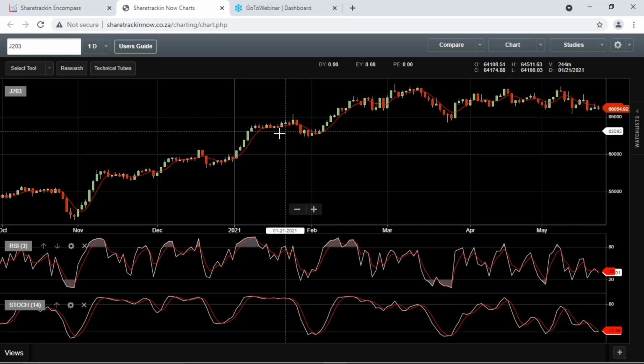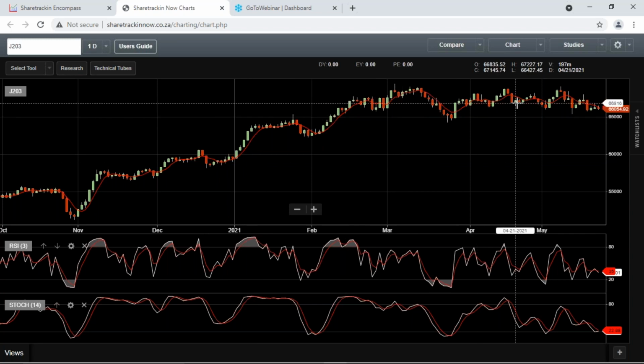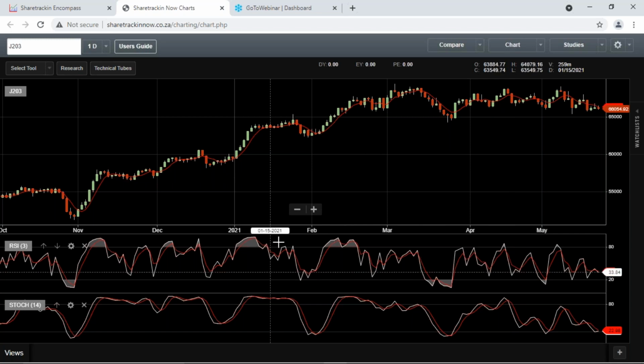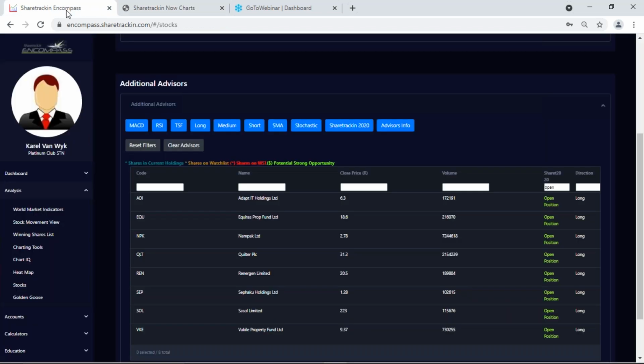As well as you will note that I have a 5-day moving average, which is a lot faster than your normal 200-day moving average because I'm trading shorter term. And also you would note that my RSI has a red line on it, which is a 3-day exponential moving average, which basically gives me buying and selling indications, the same as my stochastic, but it gives me the indications a bit earlier. Okay, so let's go and have a look.